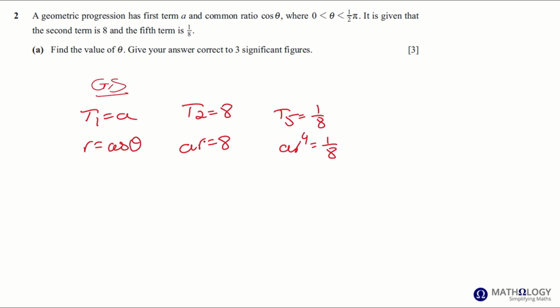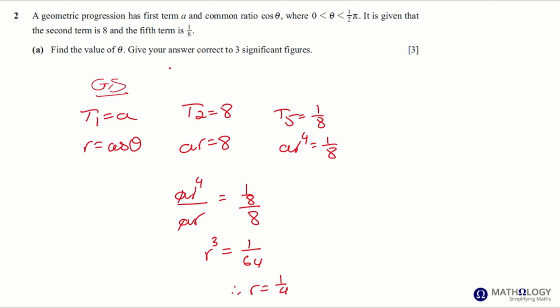We're given that r equals cos theta. The first thing we're going to do though is just divide these two expressions. ar to the 4 divided by ar is going to be an eighth divided by 8. This gives us r cubed equal to 1 over 64. r is therefore going to be the cube root of that, which is a quarter.